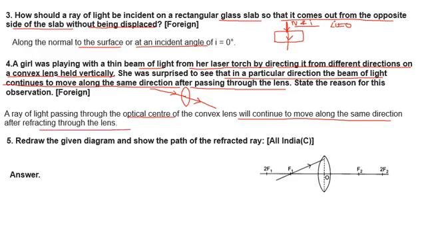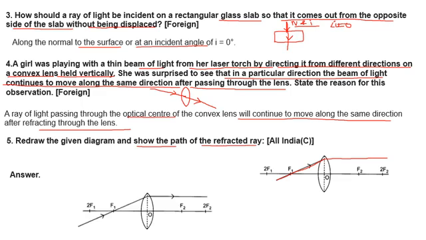Now redraw the given diagram and show the path of the refracted ray. As you can see here, this is a biconvex lens, or we can simply say the convex lens. According to the rule, we know that when a light ray passes through the focus, after refraction it becomes parallel to the principal axis. Simple. So here is the picture for this answer.